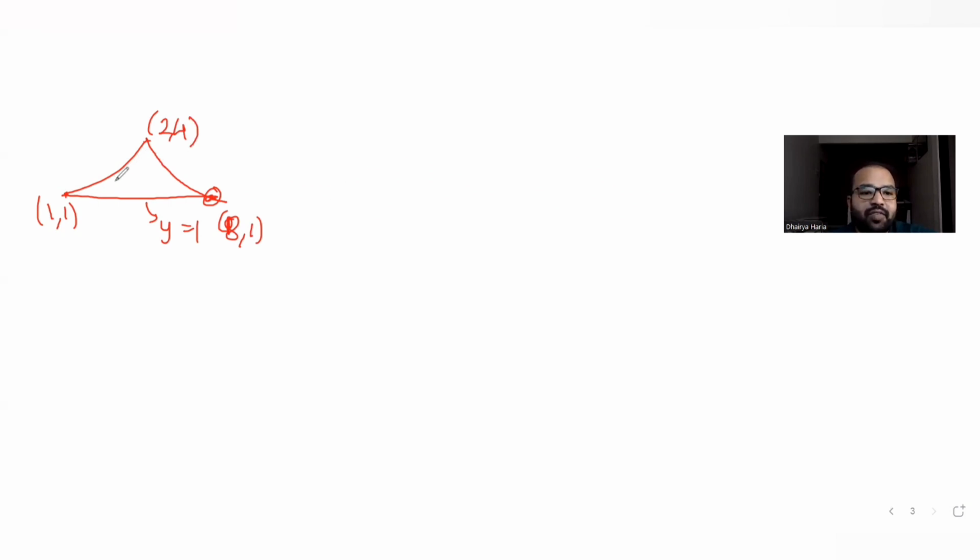Let's understand. If I take a vertical strip, I will have to take two vertical strips such that the first vertical strip goes from this line y equals to 1 to this parabola y equals to x square. And after this point, you do not have a parabola here, you have a rectangular hyperbola. So you will have to take another vertical strip which goes from y equals to 1 to y equals to 8 by x.